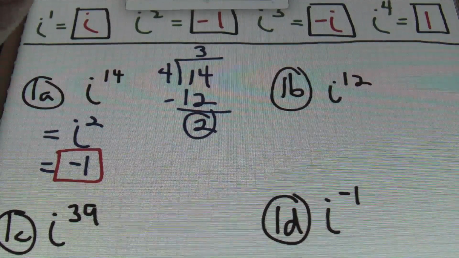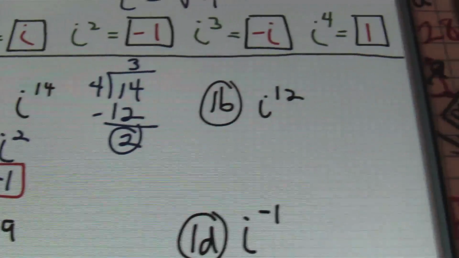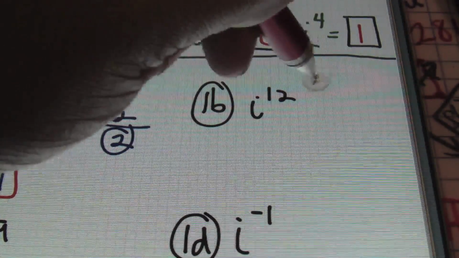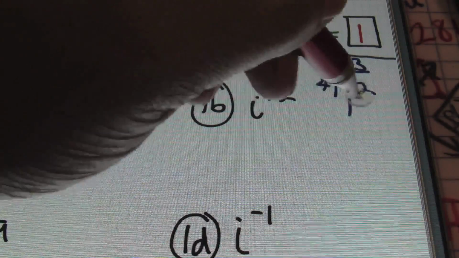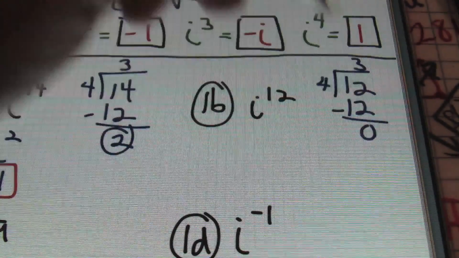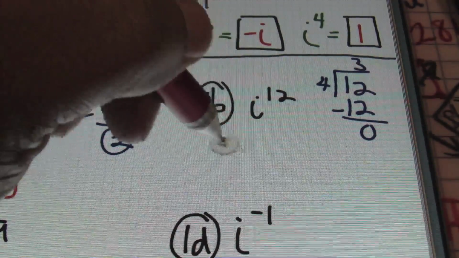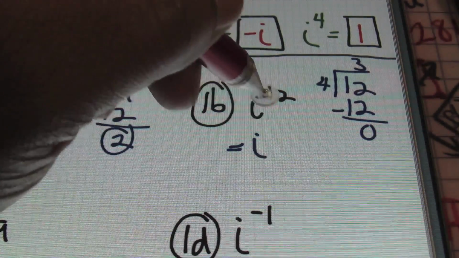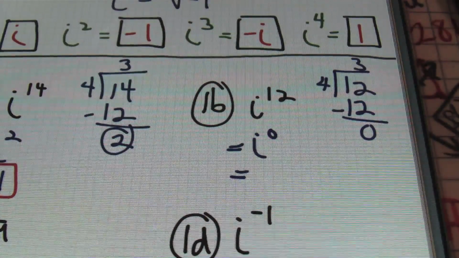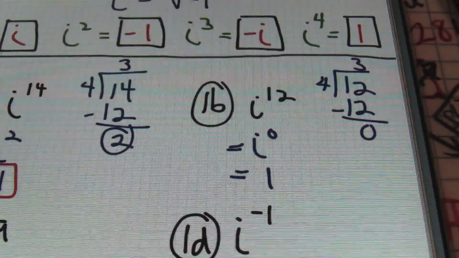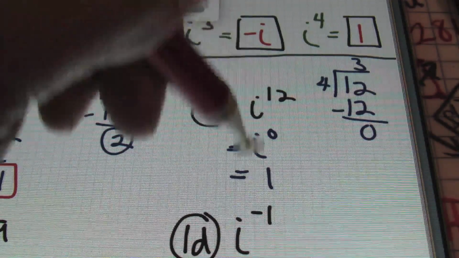From there, let's look at our next example. In 1b, I have i to the 12th power. With this, I'll once again divide by 4. 4 goes into 12 3 times, leaving me with 12 and a remainder of 0. We'll use this remainder of 0 to rewrite our original expression as i to the 0 power. And remember, anything to the 0 power other than 0 is 1. So that's our answer, 1. Let's go ahead and put a box around that as well.